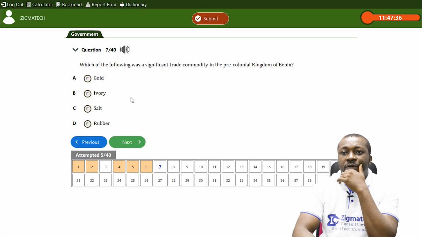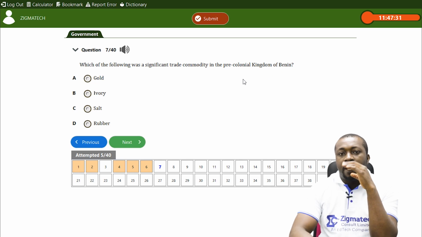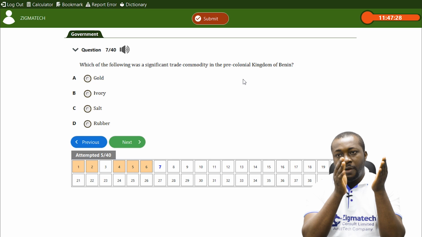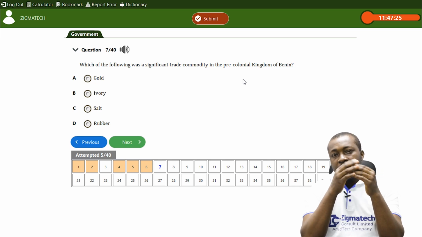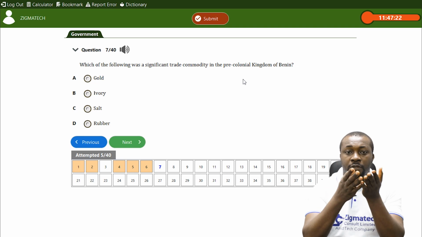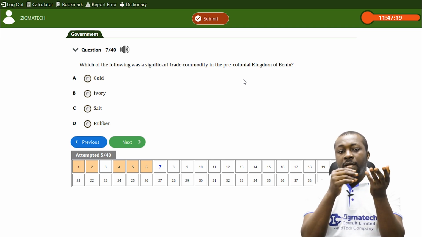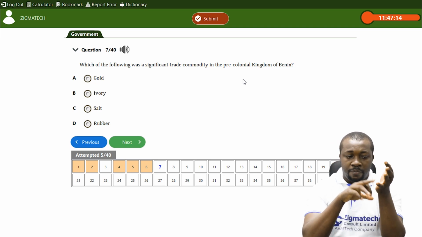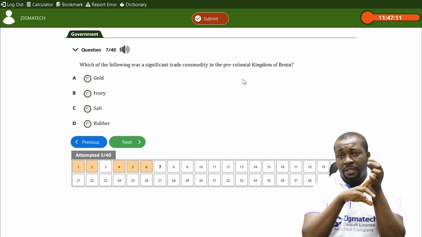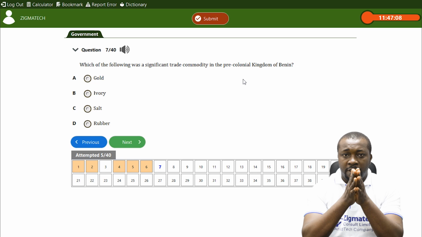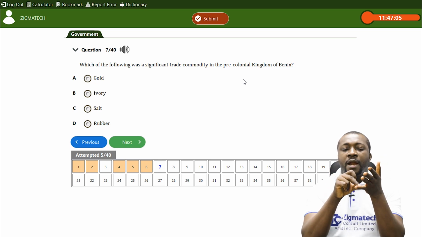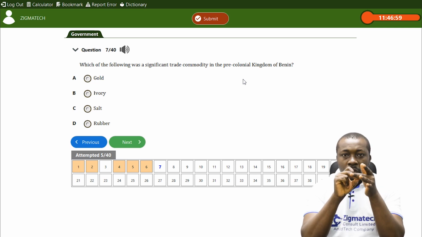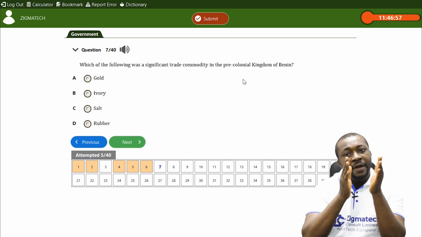Now, which of the following was a significant trade commodity in the pre-colonial Benin Kingdom? Now, in the Benin Kingdom, during the pre-colonial era, we are talking about the 15th century, when the Benin Kingdom had contact with the Portuguese, and even the Dutch. As at that time, their most traded commodity was, number one, ivory. Then followed by pepper.